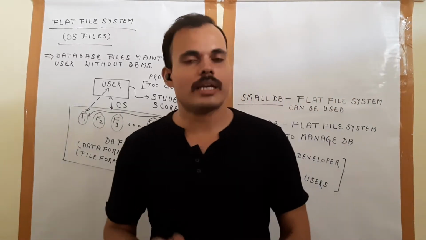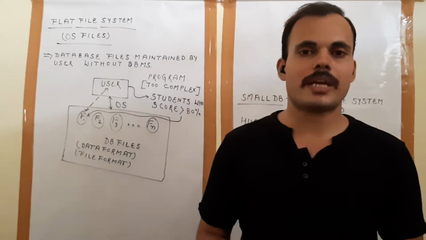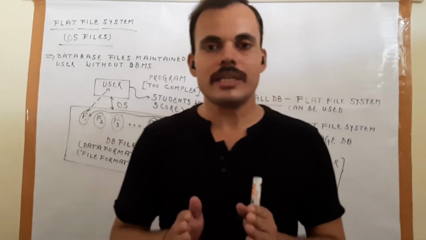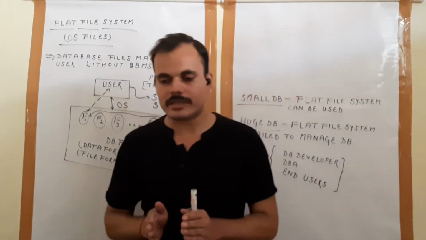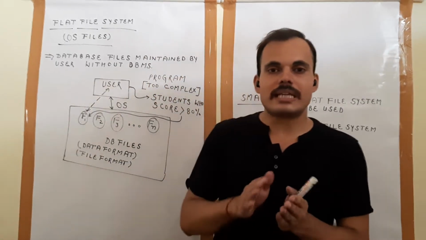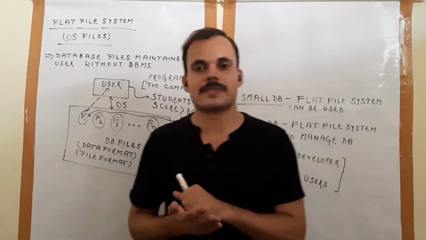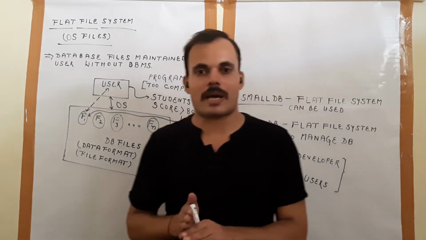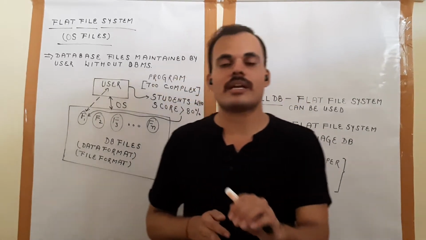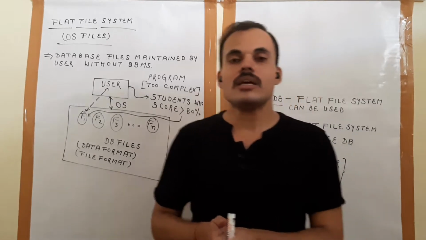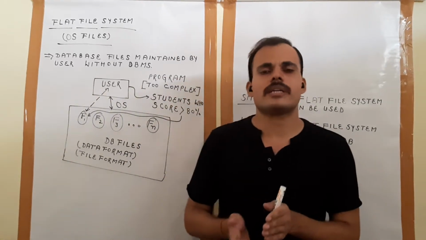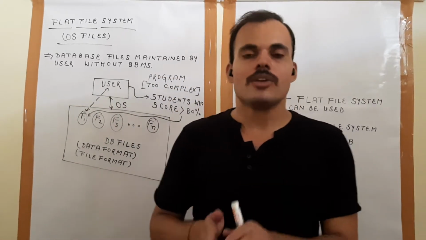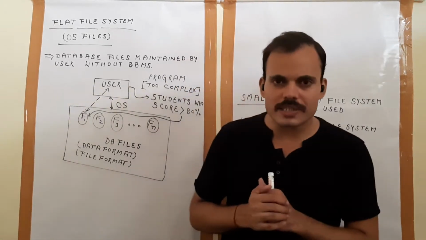In the earlier lecture, we studied the database management system file system, meaning the DBMS file system. In the DBMS file system, we studied that DBMS is an interface between the user and the database files, and DBMS stores information about the database files, meaning how database files are stored on the disk or secondary memory, what the data format is, or what the file format is. These things are maintained by DBMS. The user does not need to worry about these things.